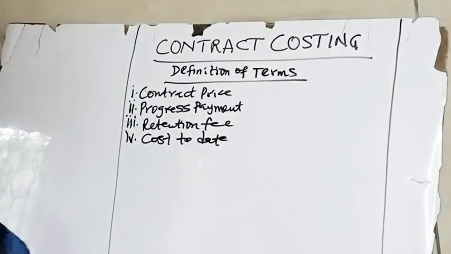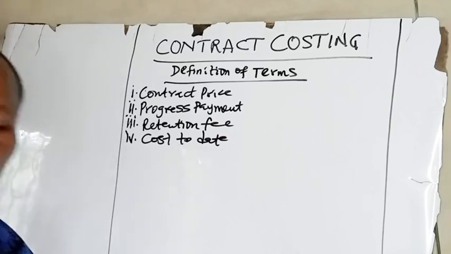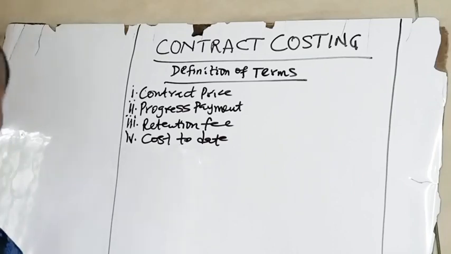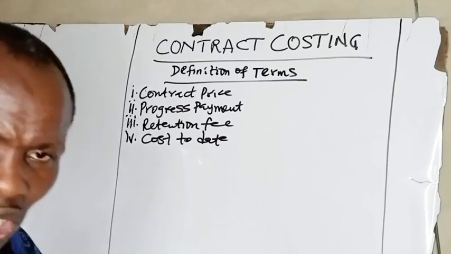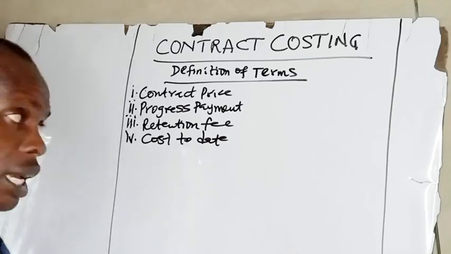The cost to date is expenditure incurred from the sanction of the contract to the end of the current accounting period. I've told you this does not include costs incurred to complete the contract. It does not include cost to completion, nor future costs incurred on the contract.